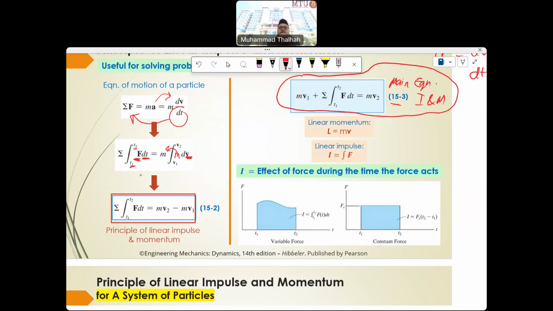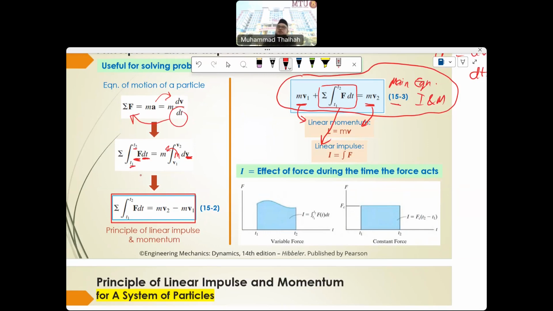And by the way, whatever is on the right-hand side, the mv, the nice term for it is called linear momentum. And whatever is inside this one, this term is called linear impulse. This one is also linear momentum, mv. The one in the middle is called linear impulse.